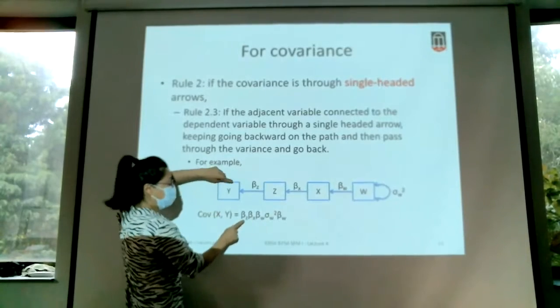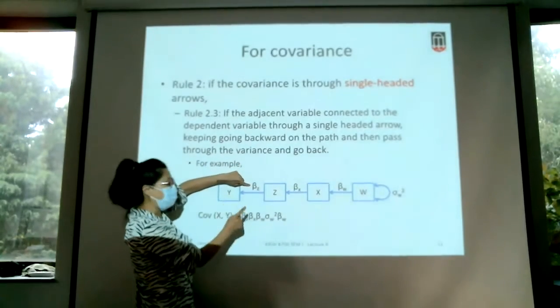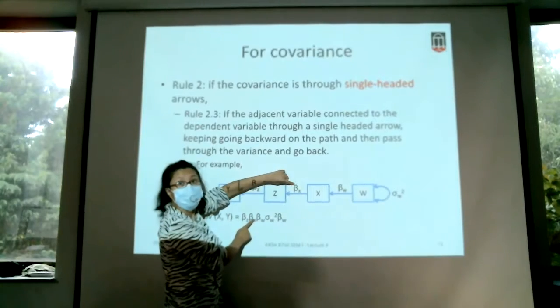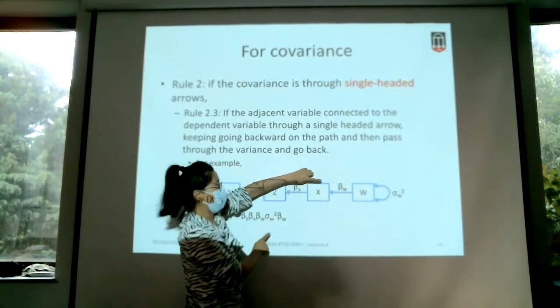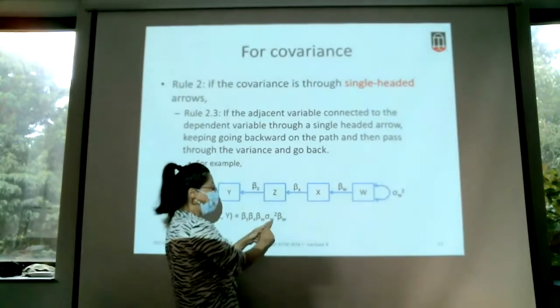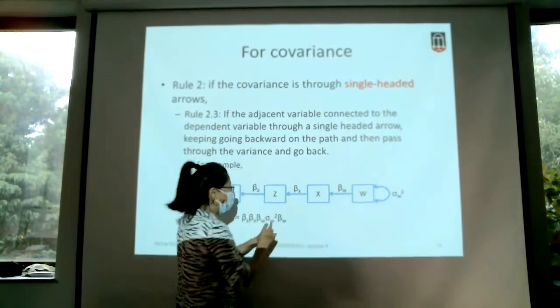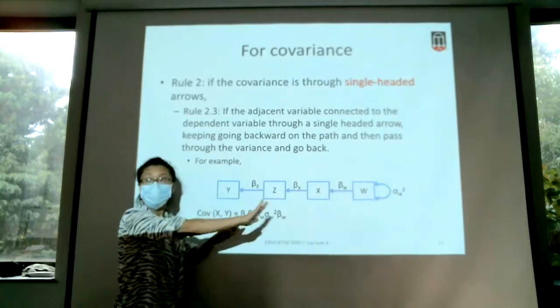Based on this order, beta z is the first step. Second step, beta x. Third step, beta w. And then this is a double-headed arrow. Fourth step, double arrow. And then the fifth step. It clearly tells you the order.